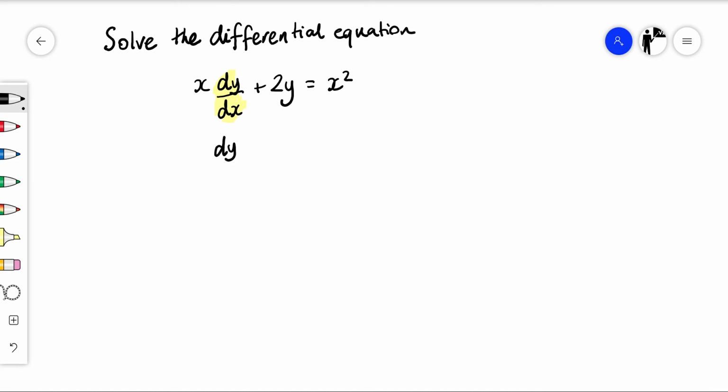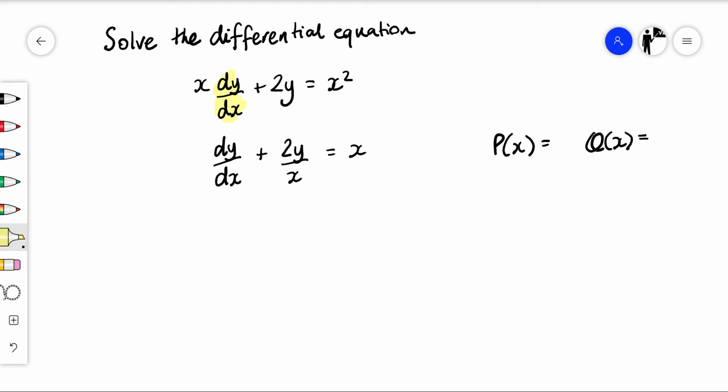Okay, so that's going to become dy by dx plus 2y over x is equal to x. We then need to identify what is p of x and what is q of x. So p of x is the thing that multiplies y. So p of x is going to be 2 over x and q of x is going to be x.